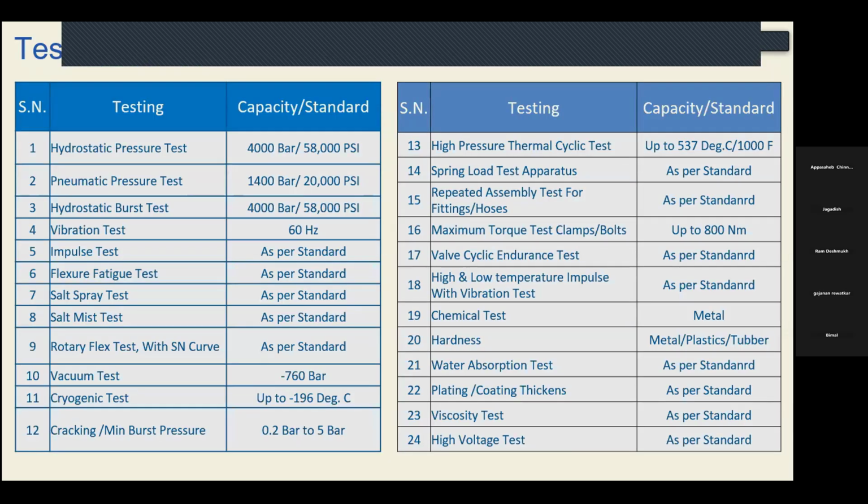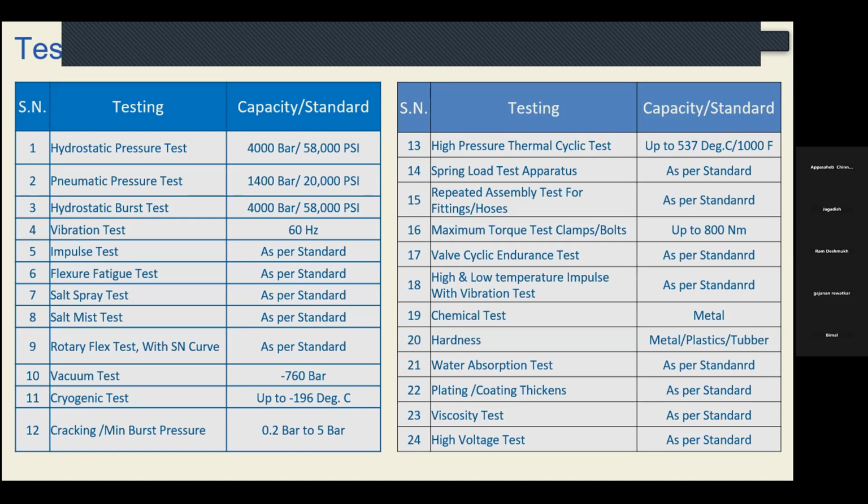Okay, so this is about the existing test capabilities of fluid controls. When I say hydrostatic pressure testing, we have the capacity where we can go up to 4,000 bar. That is a 58,000 psi capacity that we have. That is pressure testing where you can do the initial proof pressure testing and burst pressure testing.